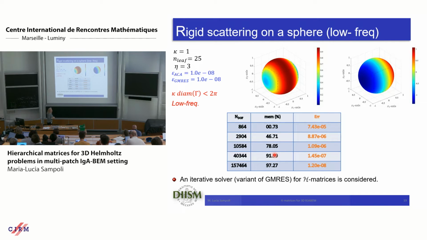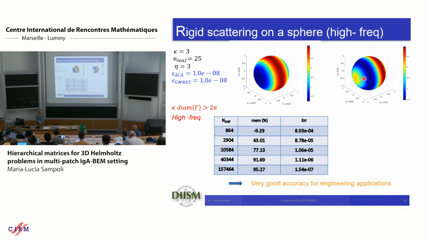And I forgot to mention that at the end, when we have this sparse system, we use an iterative solver. So the solution is done by an iterative solver, and for instance, we have used a variant of the GMRES that is suited for the H matrices. This is the real part of the approximate solution, and this is the imaginary part. This is our low frequencies. And these are high frequencies. Of course the solutions are waving, but still we have very good results.